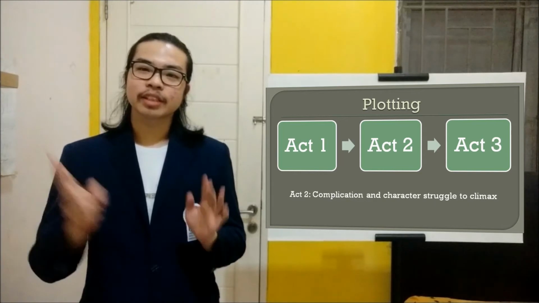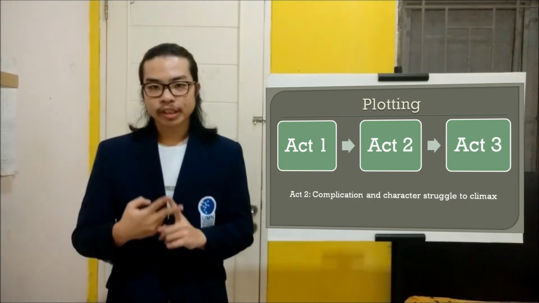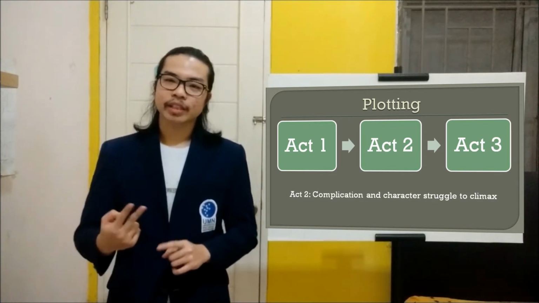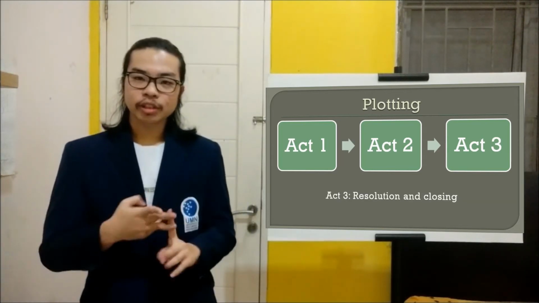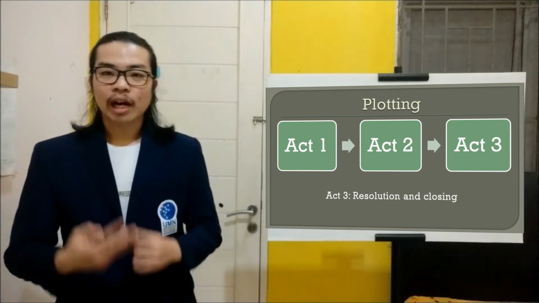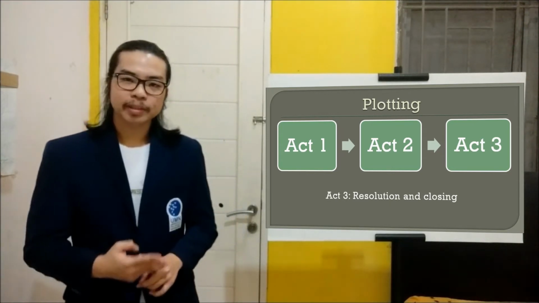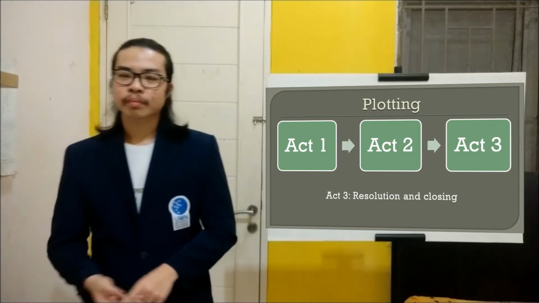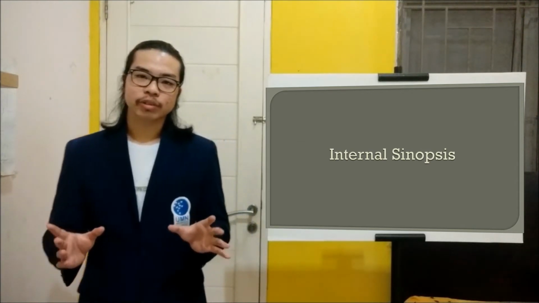And next is the second act, which is the complication and climax. What is causing the conflict to rise? And how is our character struggling to solve the conflict? And finally, the third act is the resolution and closing. How will our character actually solve the problem, and what happens afterwards, after the conflict has been resolved? Now we have our character and we have the structure of our story.